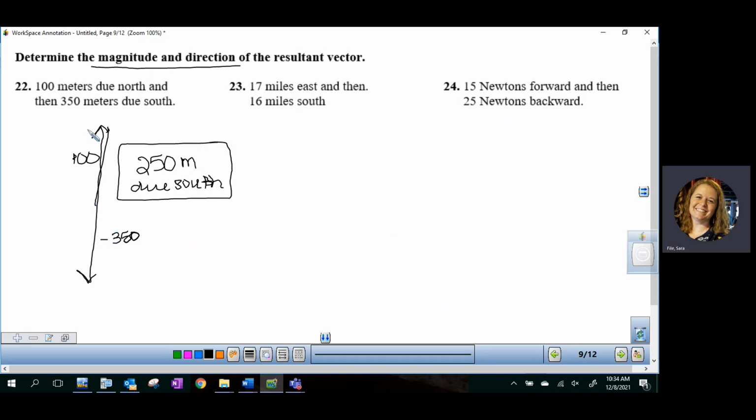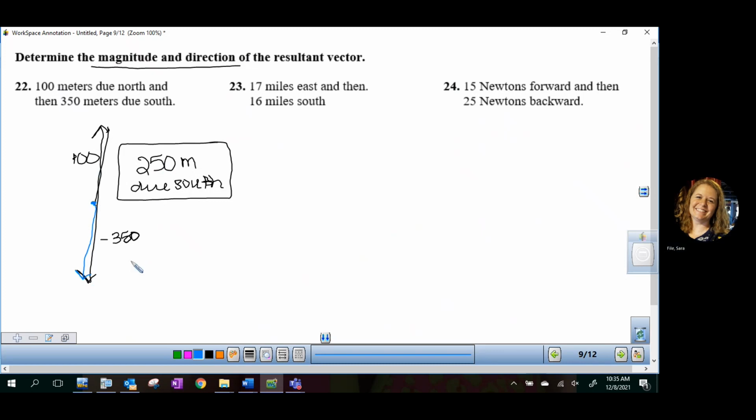Yep. So we went up one. Oh, it doesn't matter what direction we went first. If we went down 350 first and then up 100, the distance would be the same, but the direction would be different. Because remember, your resultant vector connects the initial point of the first one, so the beginning of the 100, to the end of the second one. So that resultant is going down, so it's going south. If it had been the reverse, it would be going up. The 250 would be the same.